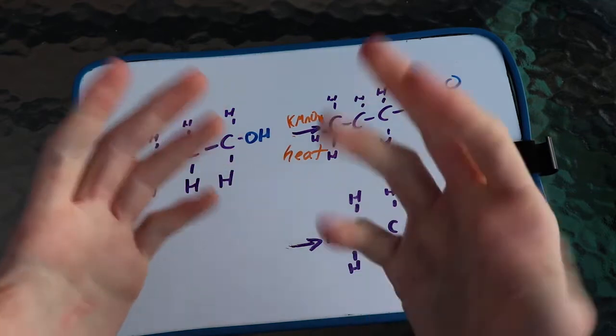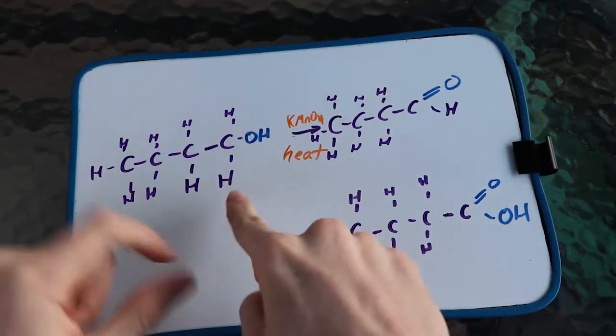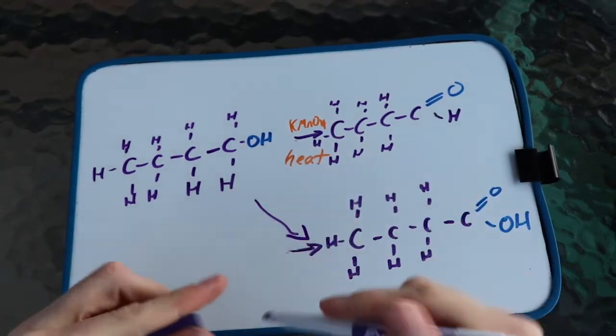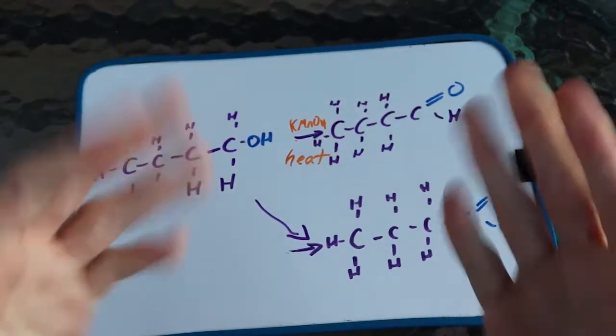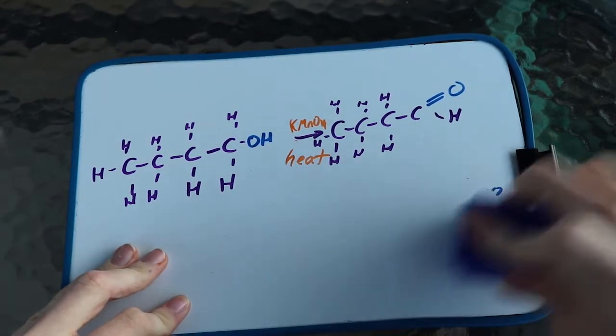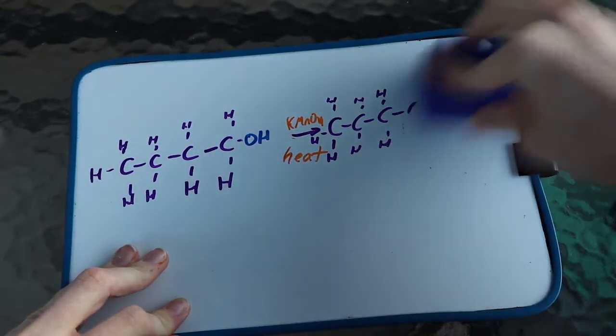Now, you may be wondering, I mentioned there are three types of alcohols. There's primary, which we've seen overall goes to a carboxylic acid. But what happens if we oxidize a secondary alcohol, or for that matter, a tertiary alcohol? Let's take a look at that.